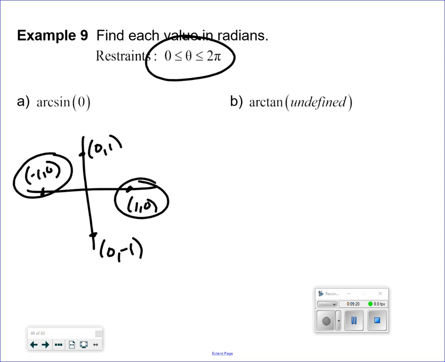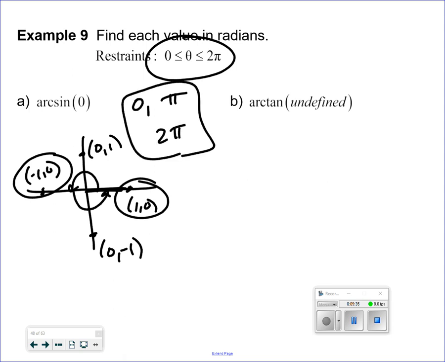And so now, 0 is an answer. If you don't move at all, if you go 180 degrees, which is pi, that's an answer. And technically speaking, 2 pi would also be an answer. Given your restraints are from 0 to 2 pi, 0, pi, and 2 pi would be an answer. All right, arctan undefined.